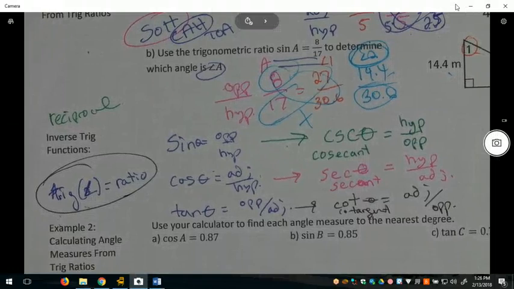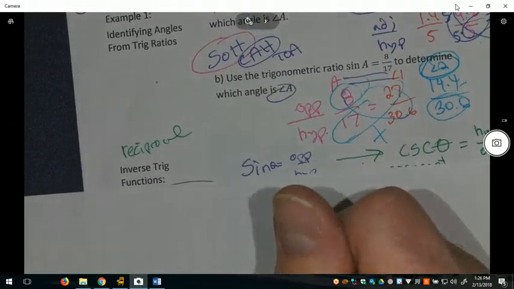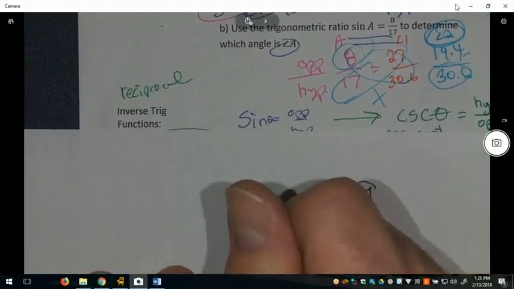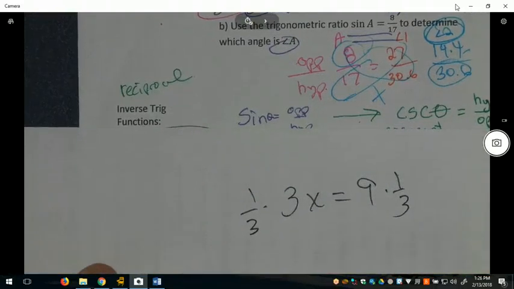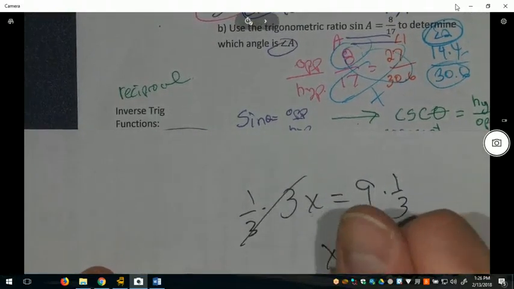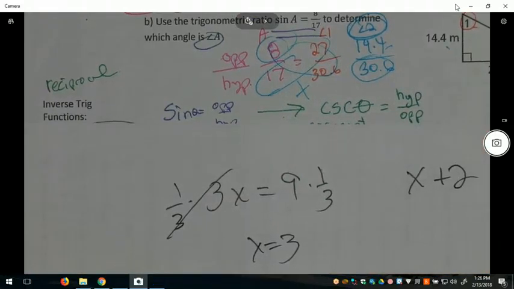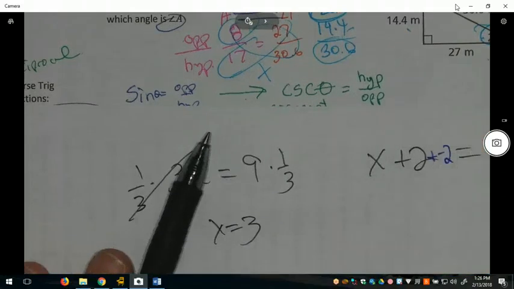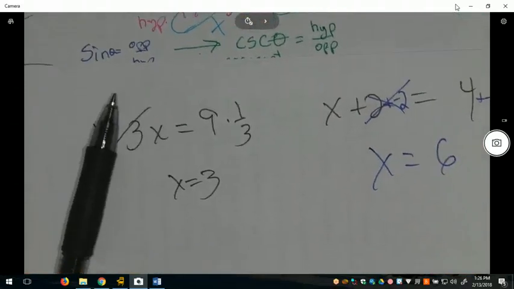You don't have to write this part down, but think of the multiplicative inverse of 3. How do I undo multiplying by 3? I multiply by its inverse, which is 1/3, or divide by 3, and I get x by itself. The additive inverse of 2: I add the additive inverse, which is -2, and those go away. I end up with x equals 6.